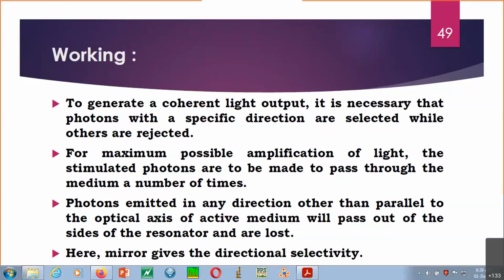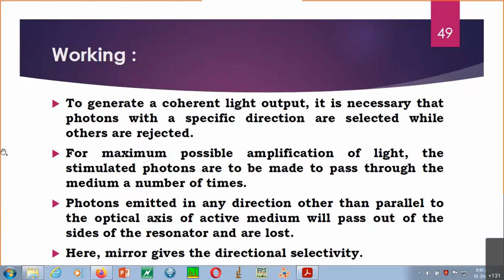If you discard the photons, that means you are losing some amount of energy. So if the photons emitted via the spontaneous process are not parallel to the optical axis of the active medium, we discard or reject them, and some amount of photons or energy is lost. That's why this step one can be considered a loss step. That means if it is not parallel, you are losing energy, so you are getting a loss. Keep that in mind. Again, we'll discuss this in proper detail.